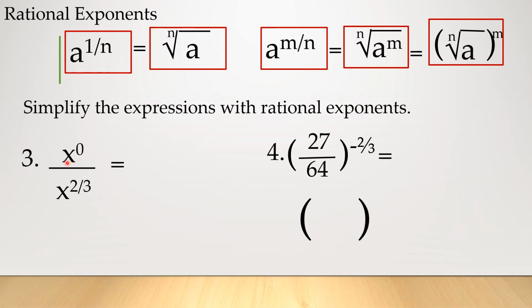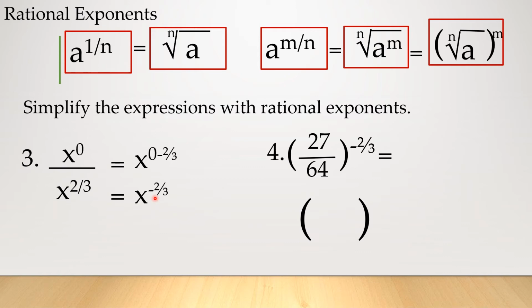So now I have here x raised to 0 divided by x raised to 2/3. Now, in dividing the same base, what are we going to do with the exponent? We subtract, right? So that is equal to x raised to 0 minus 2/3, which is simply equal to x raised to negative 2/3. So we have a negative exponent here, but this one is a fraction.